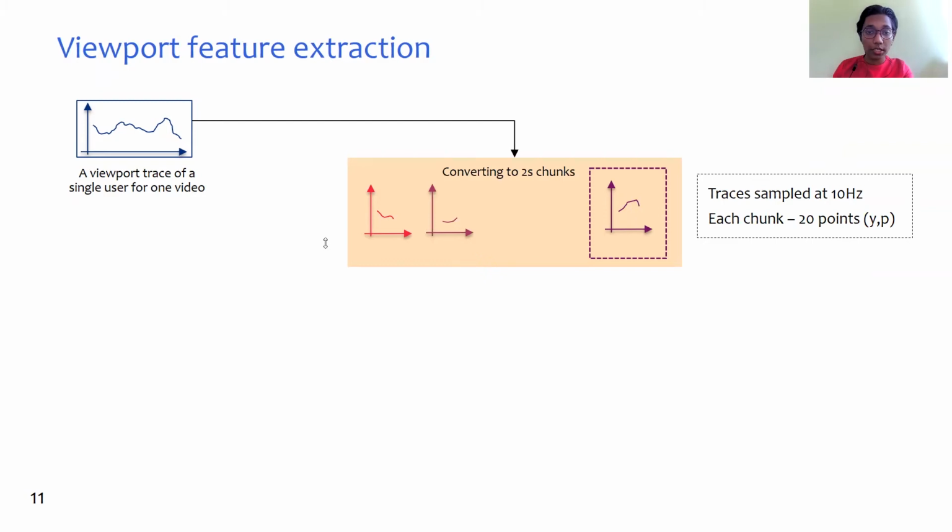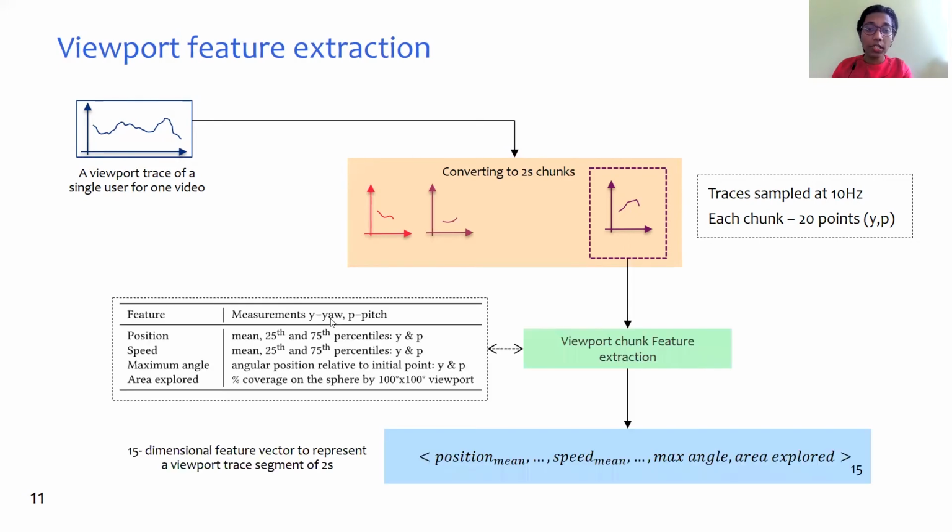From the previous analysis of our dataset, we observed that the users who consume 360 videos differ from each other in multiple aspects, such as positioning, speed of head movement, the extent of sphere explored, and the maximum angle moved within a defined window. To represent each 2-second chunk of the viewport trace, we calculate a 15-dimensional feature vector using several measurements of the previously mentioned features as shown in the slide.